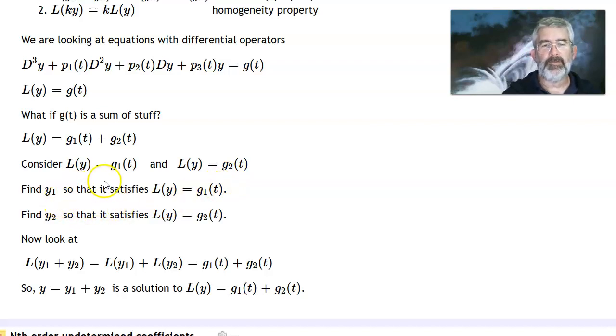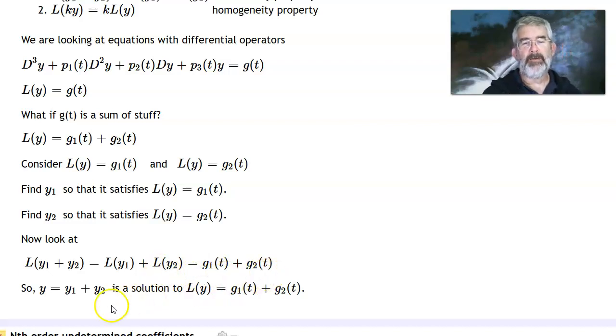Find a solution to this first one, call it y1. Find a solution to the second one, call it y2. And then notice that if I apply that left-hand side, that linear operator, to y1 plus y2, because it's a linear operator, it satisfies this equation, where L of y1 is g1 and L of y2 is g2. And what you have is that y1 plus y2 is a solution to the more complicated differential equation with the g1 and the g2 added. So I can do them individually and then add my results.